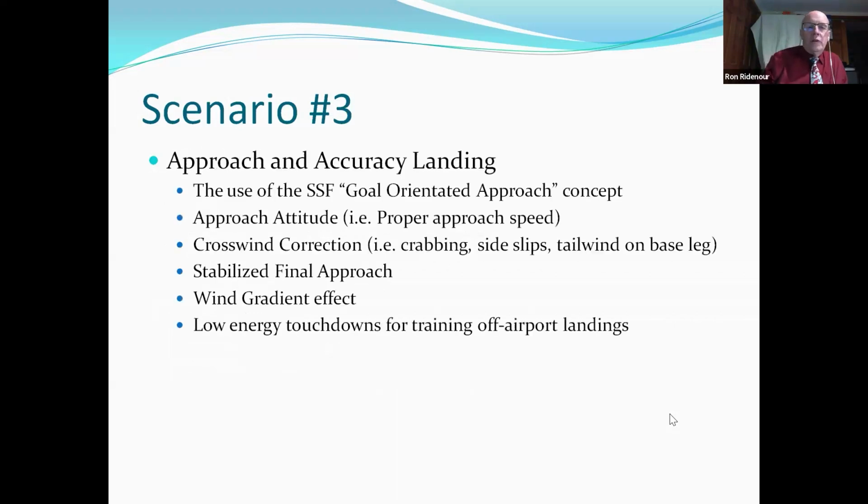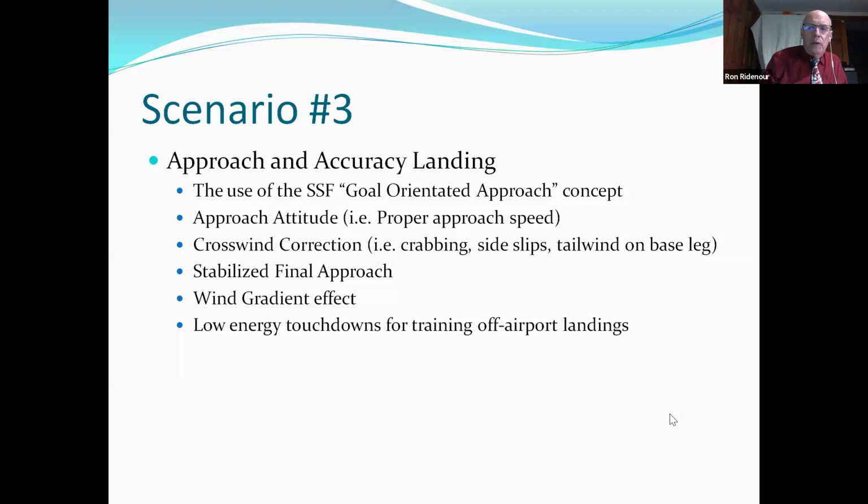Okay, let's move on here to the online questions. Let's talk about the approach and accuracy landing, because I'm going to show you a video later that Bert Compton made years ago about the approach and the accuracy landing, the pattern specifically in the accuracy landing. We like to stress at the Soaring Safety Foundation the goal-oriented approach concept, and what that is, I'll try to explain, and Rich, you chime in if you need to, or Bert or whoever, Bob.